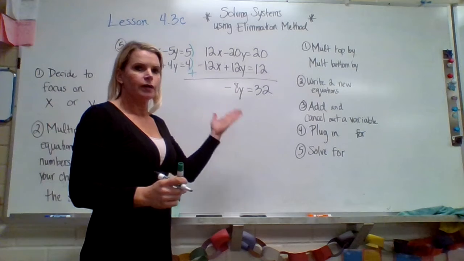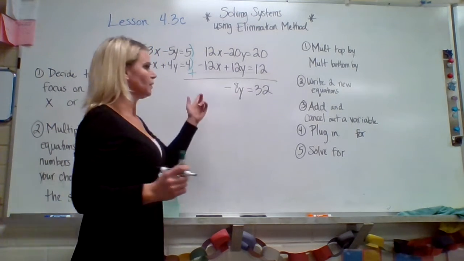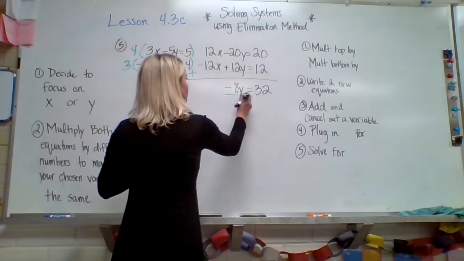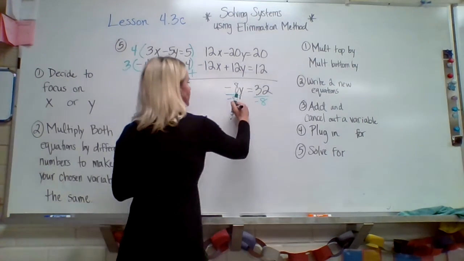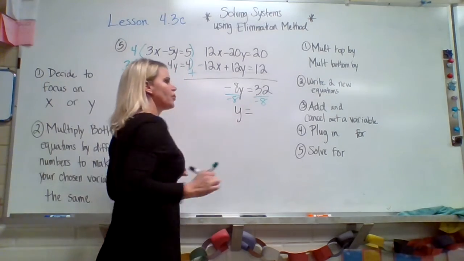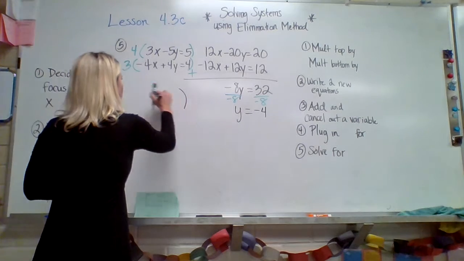Okay. Did you get this? Hope so. Fingers crossed. So I'm going to divide by negative 8. And I'm now solving for y. It goes in evenly. 32 divided by negative 8 is negative 4.